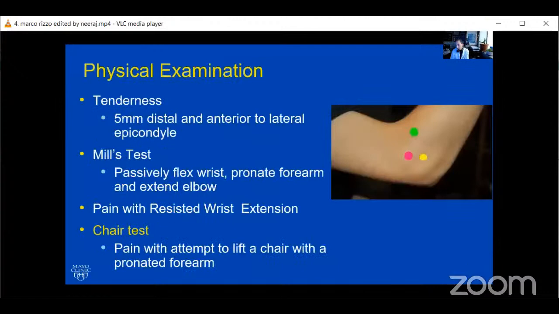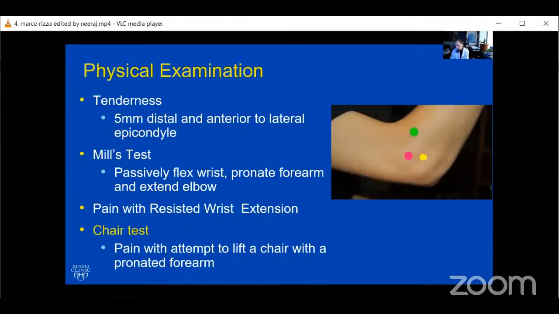Most patients will have pain localized to the lateral epicondyle or 5 millimeters distal. Provocative tests such as the Cozen's or Mills test can confirm pain at the lateral epicondyle. More commonly, pain with resisted wrist extension is easy to do in clinic and will help confirm the diagnosis.